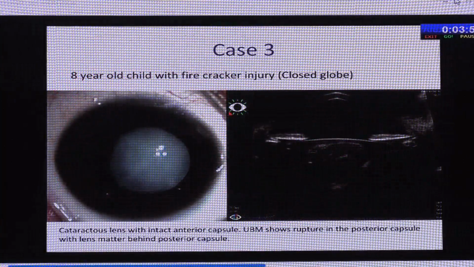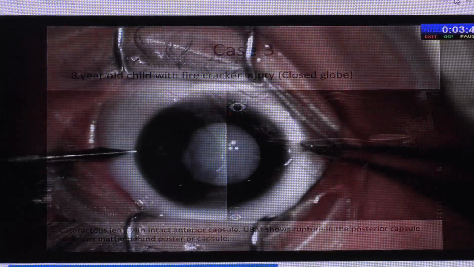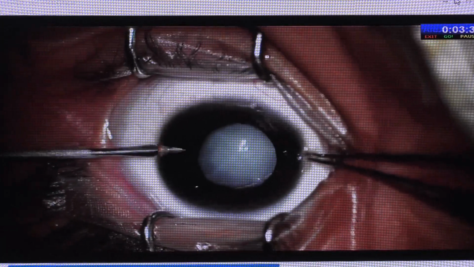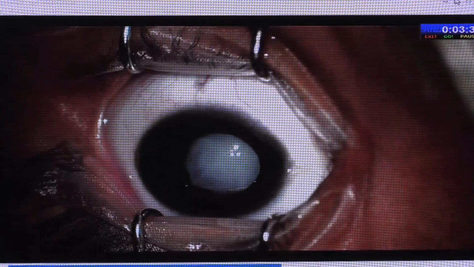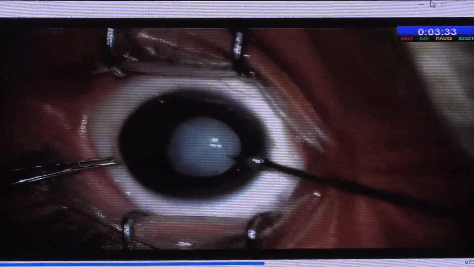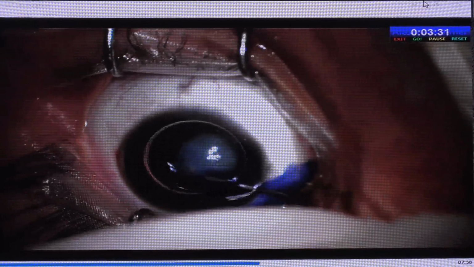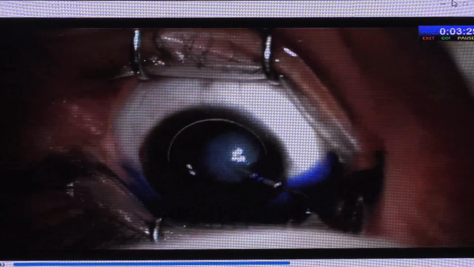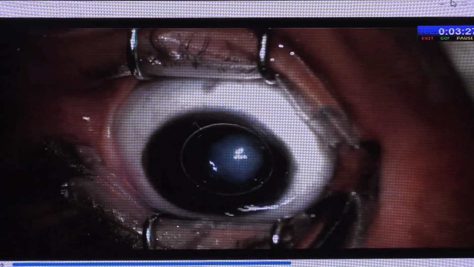Third case is that of an 8-year-old boy with closed globe injury. Clinically, cataractous lens with intact anterior capsule is seen. UBM shows a large posterior capsular defect with lens matter behind the posterior capsule. Three MVR entries are made. Dye is injected in the anterior chamber to stain the capsule as there is no glow.